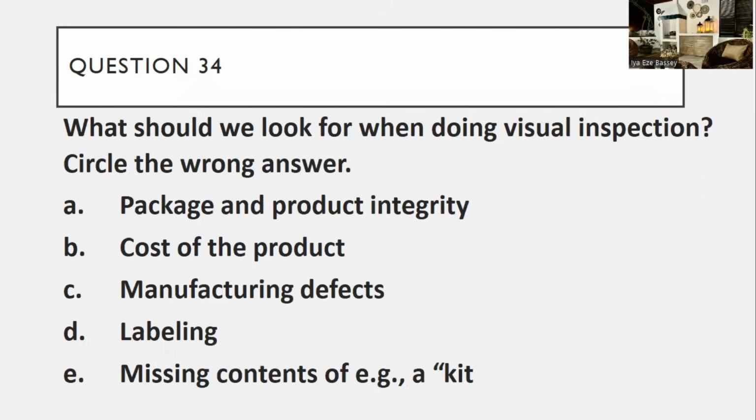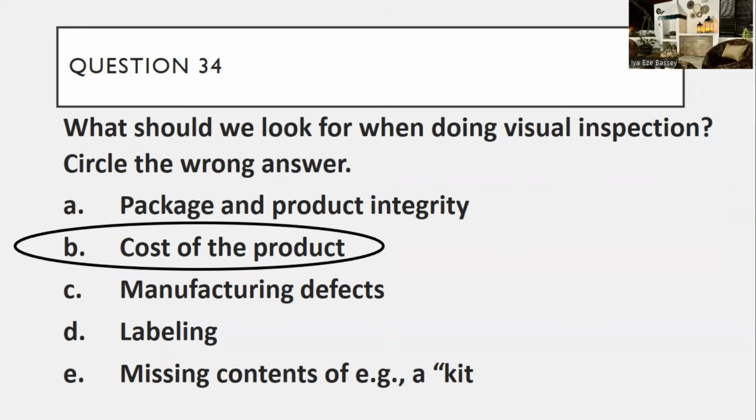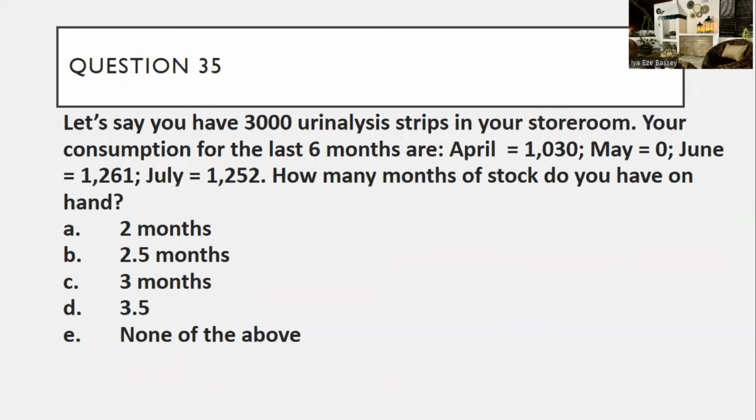What should we look for when doing a visual inspection? Visual inspection is an inspection you do with your eyes. You're physically present and you're counting the parts, you're opening them and checking them. So what should you do when doing a visual inspection? Circle the wrong answer. A, the package and product integrity, that's correct. B, the cost of the product. C, manufacturing defects. D, labeling. E, missing contents of, e.g., a kit. So we'll take cost of the product as the wrong answer.